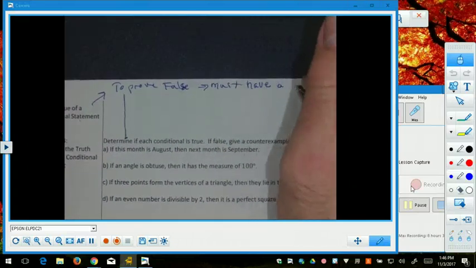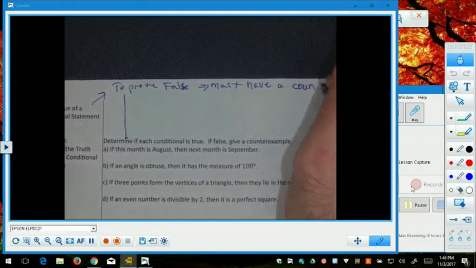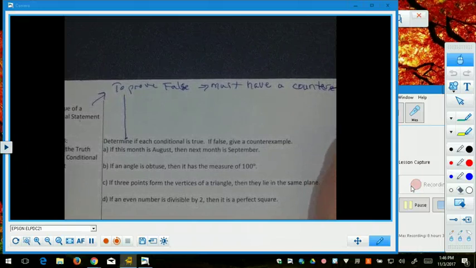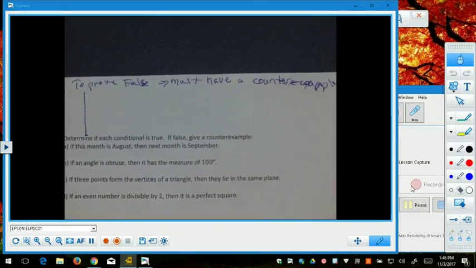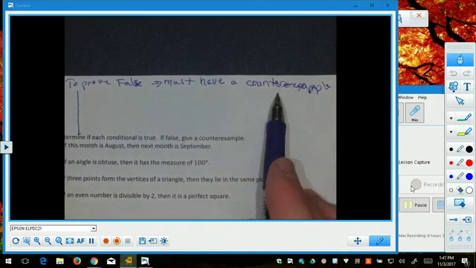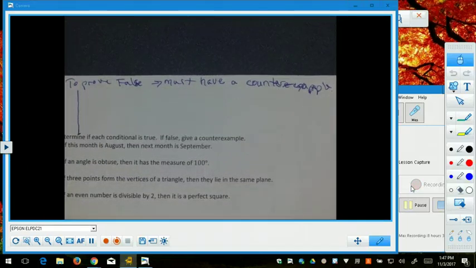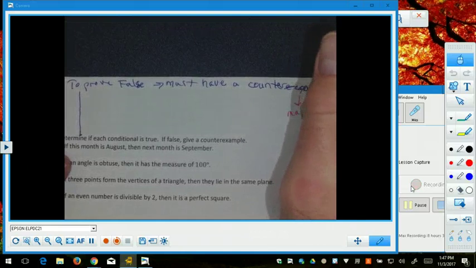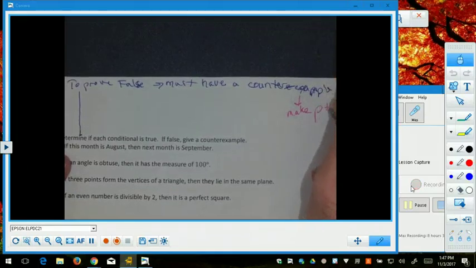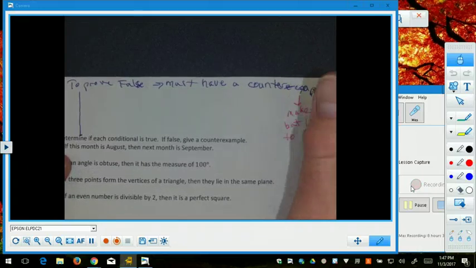You don't need many, just one, but you need at least one counterexample. You don't need more than one. You might have more than one, but you only need one. And that counterexample, remember, has to meet the conditions. So the counterexample must make the hypothesis true, but lead to a different conclusion.